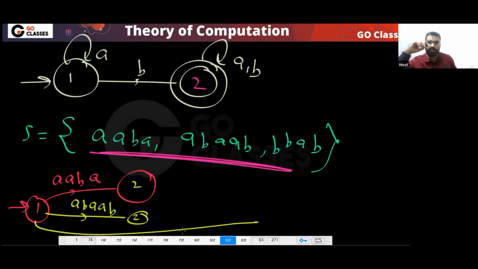And where this is going, B, B, A, B. This is also going to state number 2. So you can notice at least two are going to the same state. Correct? At least two are going to the same state.